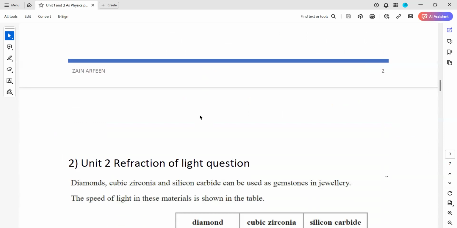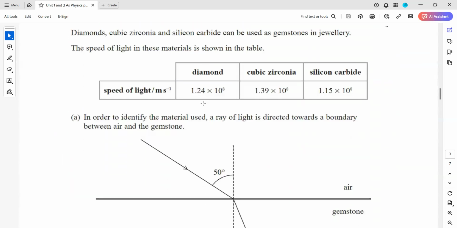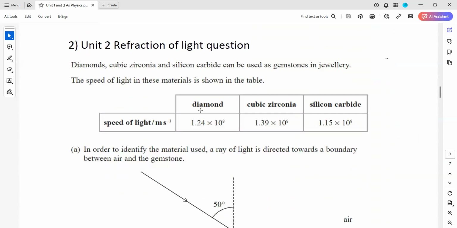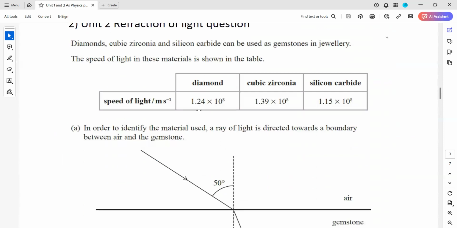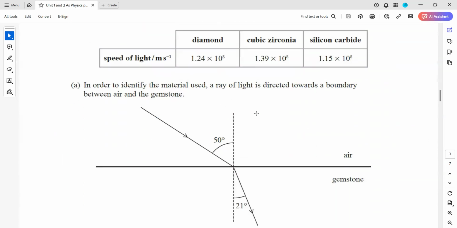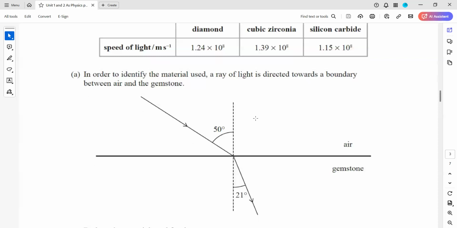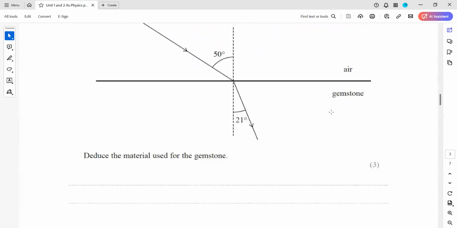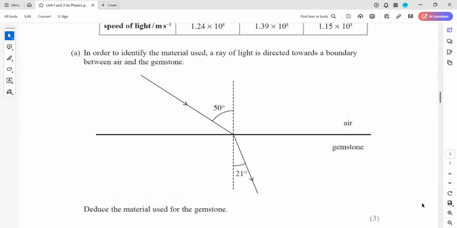Usually such questions are there in the exam in which some of the energy is lost because of the friction. Discussion is related to refraction of light. Diamond, zirconia or silicon carbide can be used as a gemstone. The speeds of light in different mediums are shown here. In order to identify the material, a ray of light is directed. Deduce the material used. So how can we deduce the material used?